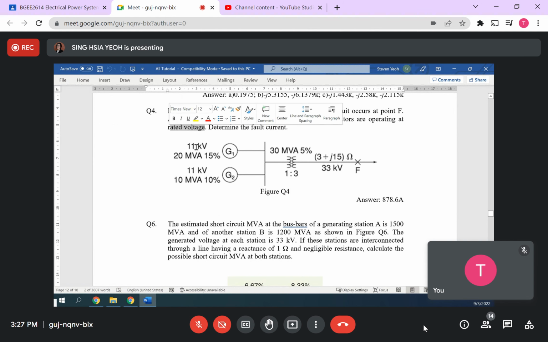It means 11 kV and 33 kV, because this is 1:3. So 11 kV to 33 kV. Supposedly the voltage should be the same, then you need to change it. This question is about the... Actually, you have two ways to do it. You can use the per unit method that you learned last time, or you can use the new method, percentage, also can.